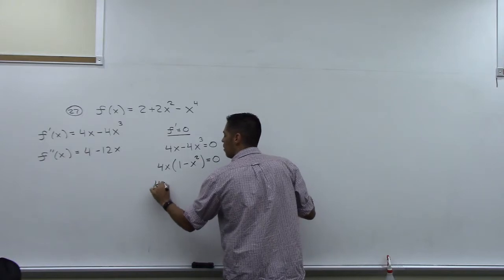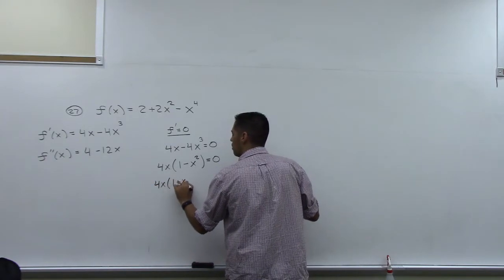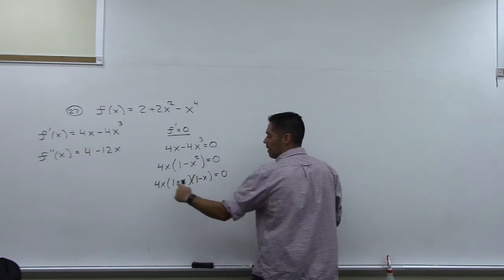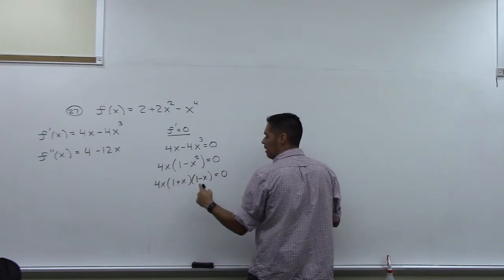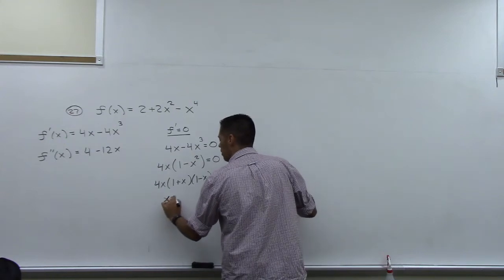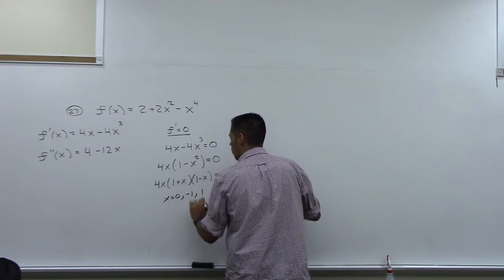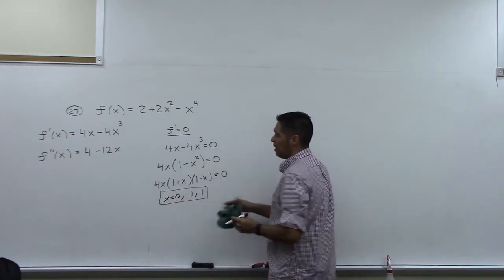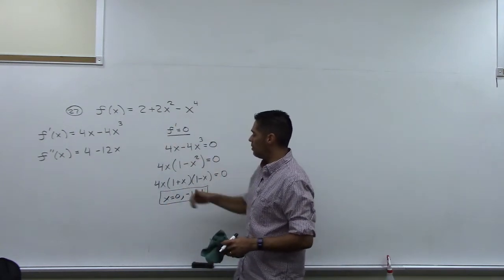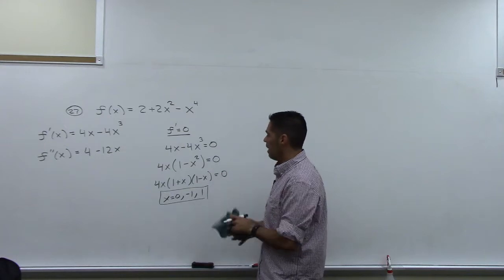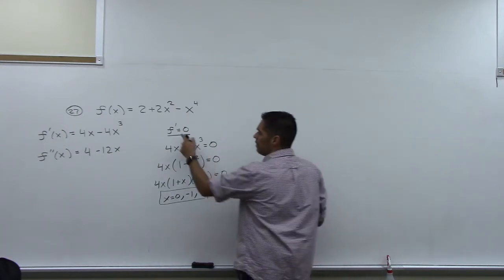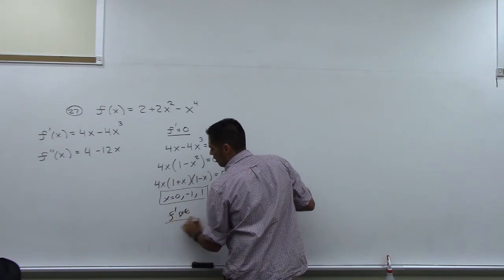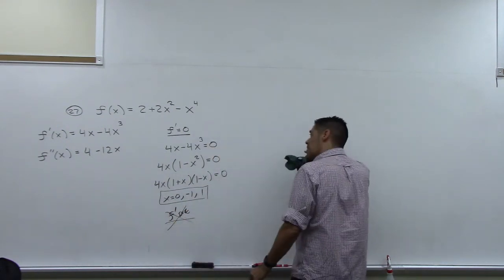I recognize 1 minus x squared is a difference of squares. It's 1 plus x times 1 minus x. And I'm going to get three solutions: 0, -1, and 1. So x is 0, -1, and 1. All these points live in the domain of this function because that's a polynomial, so these are all going to be nice points on my graph. The derivative doesn't exist. That doesn't happen because it's a polynomial.